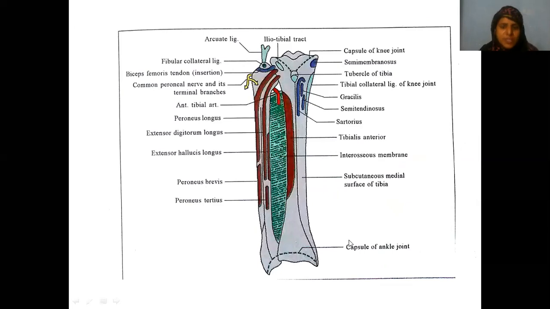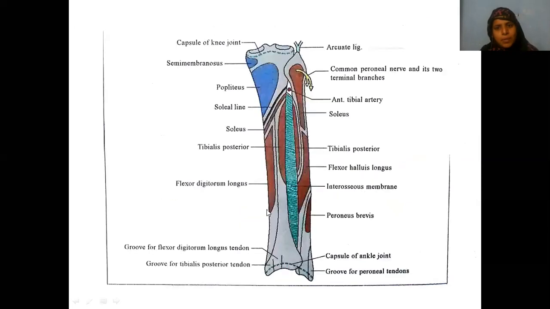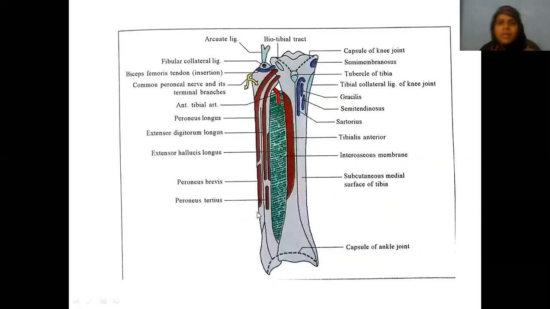Yeah. So this is the anterior aspect, beta. You are finding the anterior aspect of the tibia. In the anterior aspect of the tibia, this is the medial condyle. Okay, this is the lateral condyle. This is the tibial tuberosity. What is inserted in the tibial tuberosity, beta?